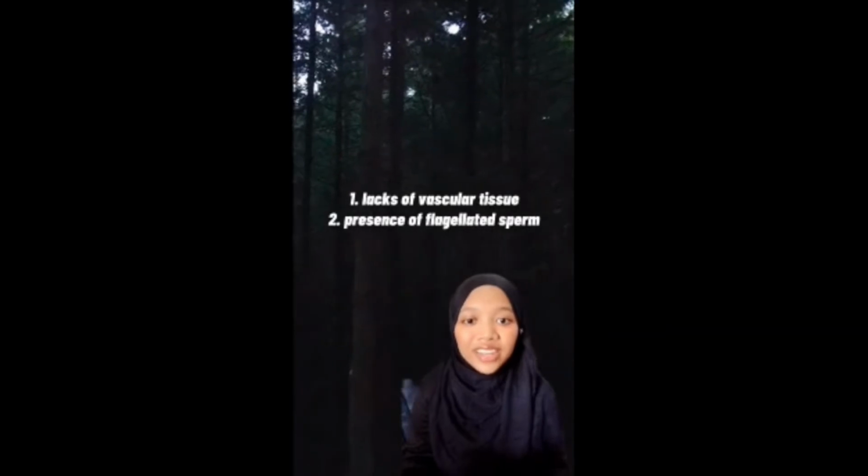The gametophyte produces structures known as antheridia and archegonia, which produce the male and female gametes respectively. Antheridia produce flagellated sperm, which means they need moisture to swim towards the egg located in archegonia. These two characteristics, lack of vascular tissue but having flagellated sperm, mean bryophytes can be found in moist locations. Don't forget that bryophytes can reproduce asexually.